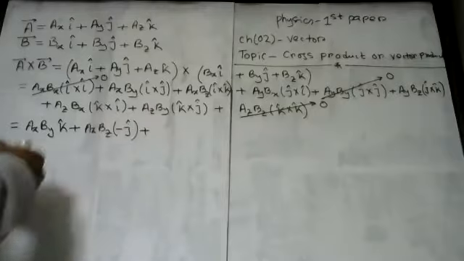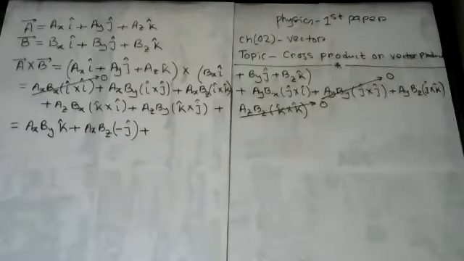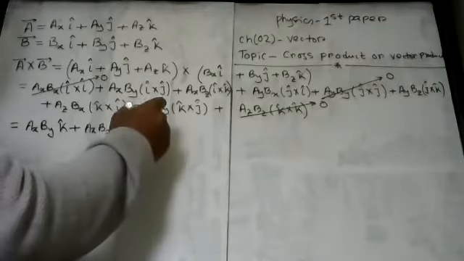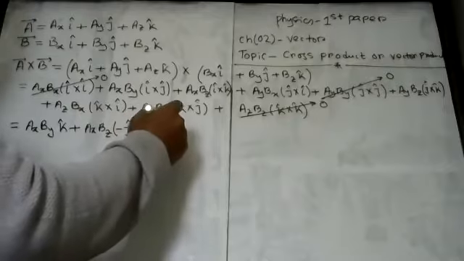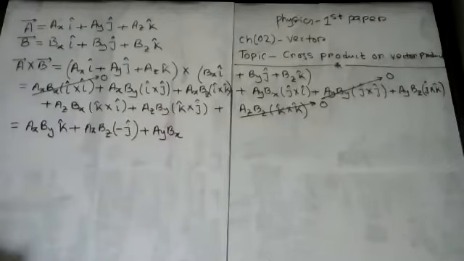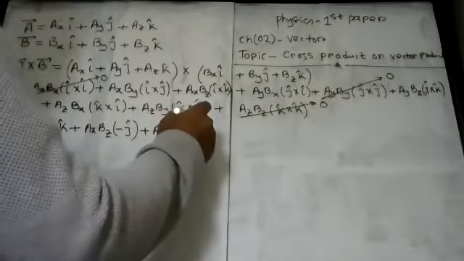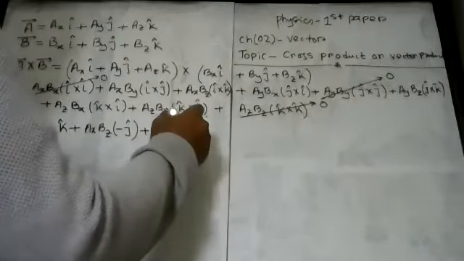Okay. Plus a y bx. Now, my student, j hat cross i hat will equal what? j hat cross i hat will equal minus k hat. It will equal minus k hat.